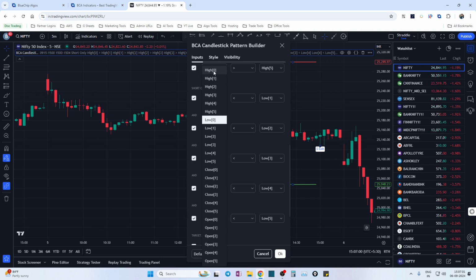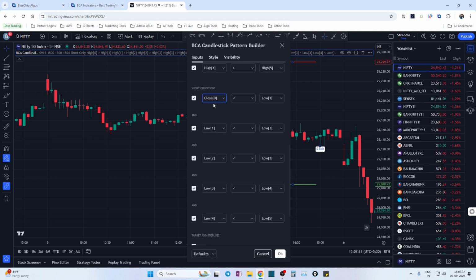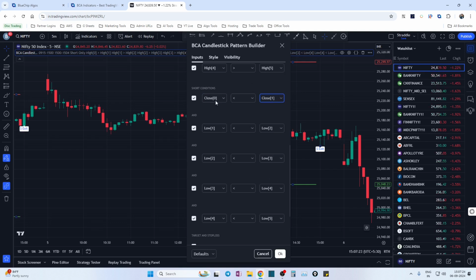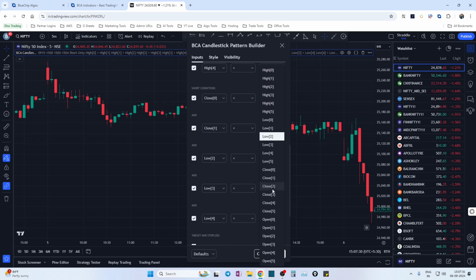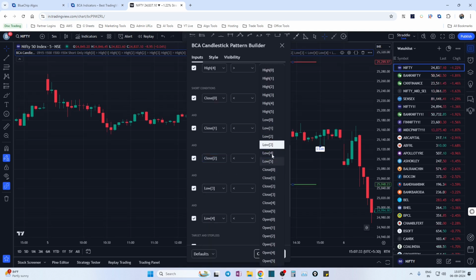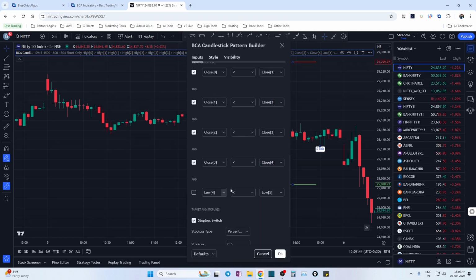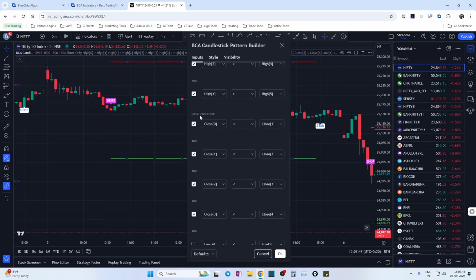Okay, so if you want to build the condition that we just discussed, we have to pick a close 0, which means we are saying that the close of the current candle is less than the close of the first candle. And the close of the first candle is less than the close of the second candle, the close of the second candle is greater than the close of the third candle, and the close of the third candle is less than the close of the fourth candle. We don't need the next one. So we have actually built 4 conditions.